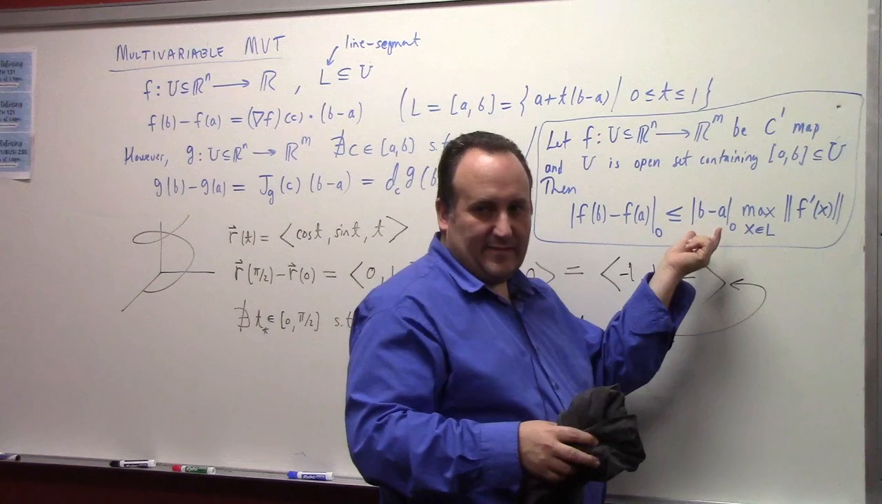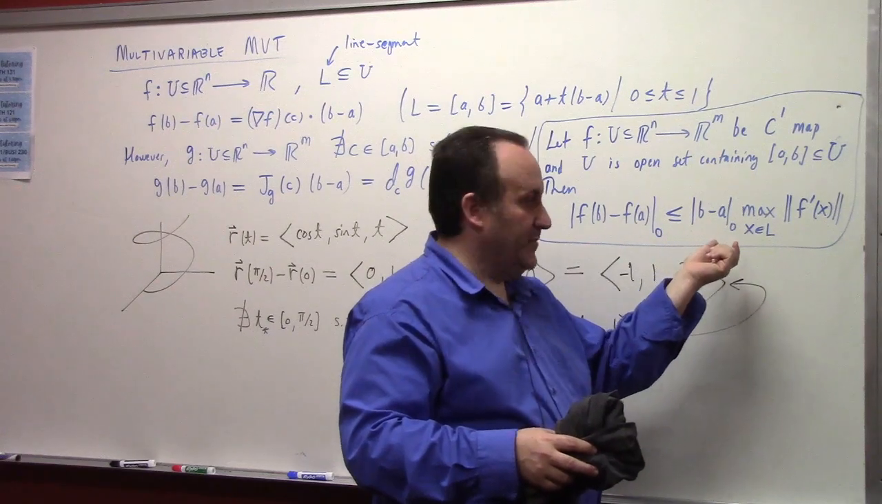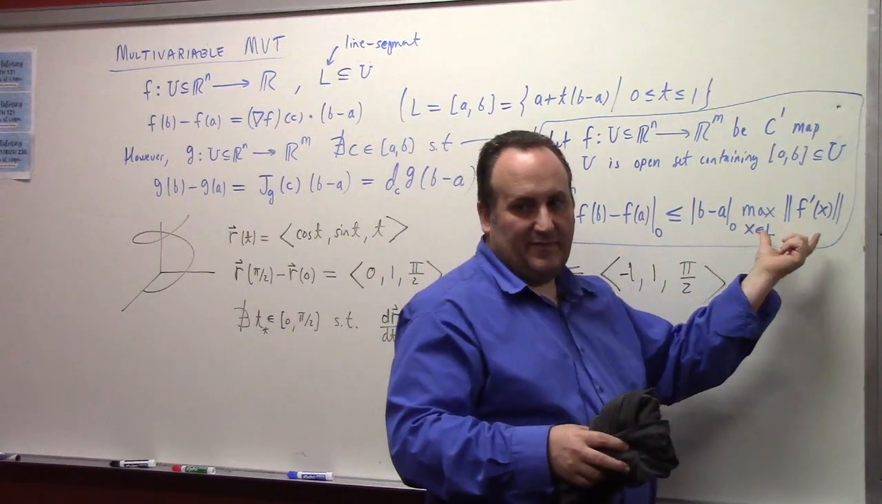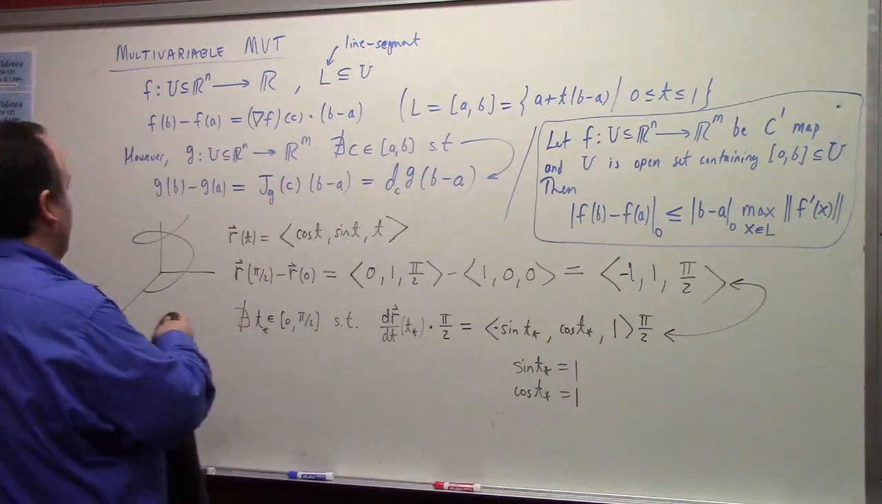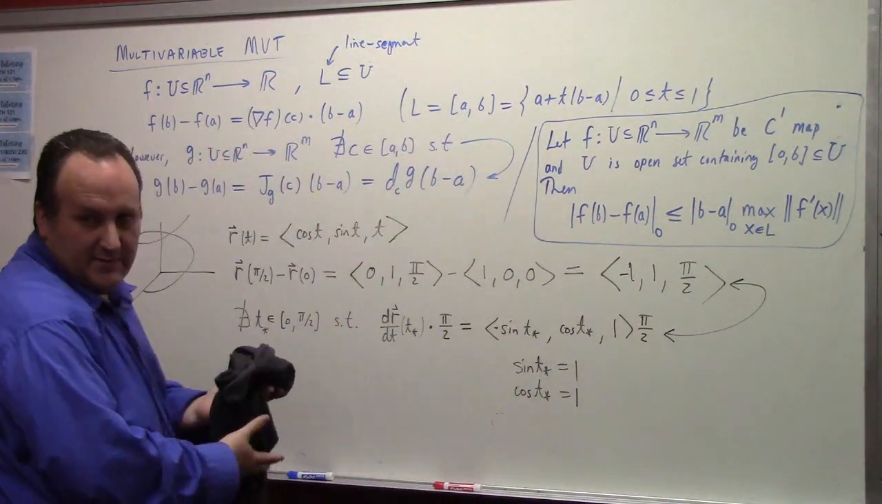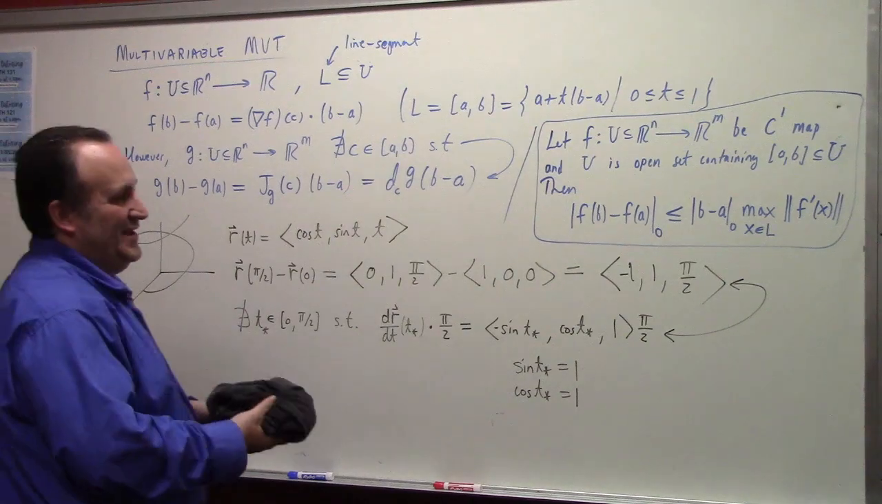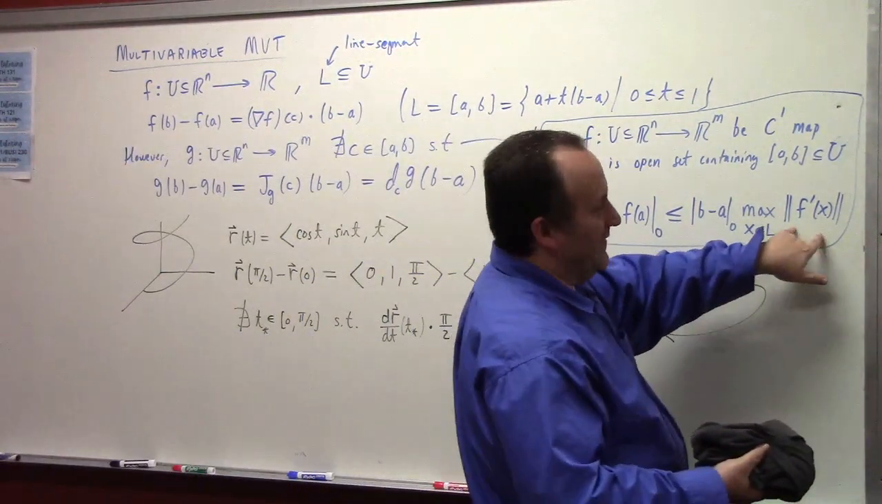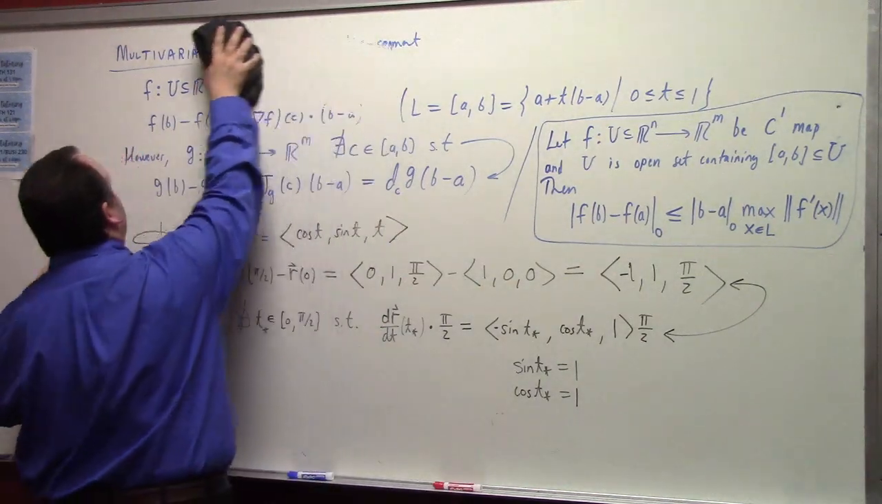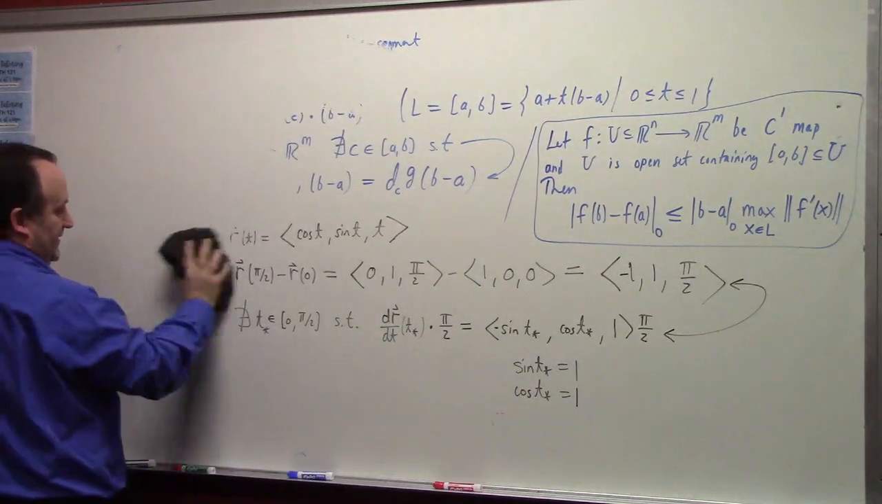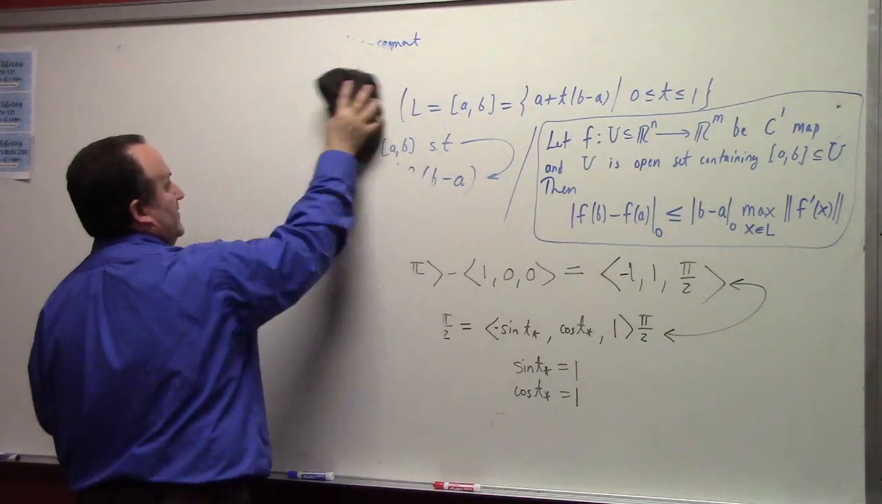the length of the line segment with respect to this zero norm, and then the maximum of the values of the derivative. All right, so the question is, how do you define the maximum? What does this norm of f prime of x mean? We haven't defined that, and we haven't defined that either. These are from Edwards.